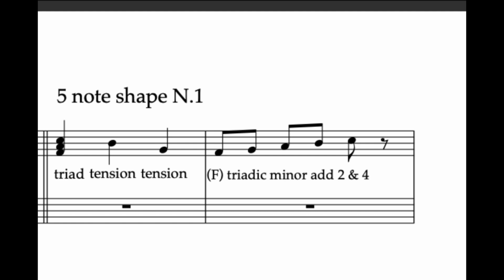This is what I call a triadic minor shape, added 2 and 4. It's a 5-note shape that contains a minor triad, in the specific case the F minor triad, and 2 tensions, a major second and a perfect fourth, in relation to the tonic of the triad, the note F.